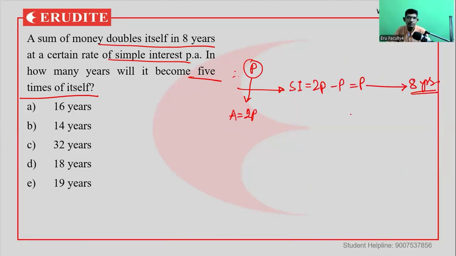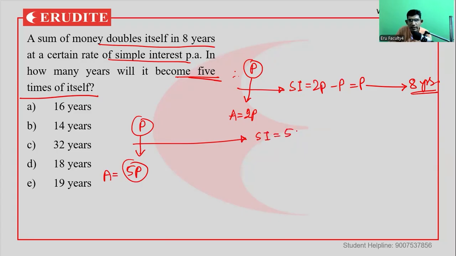Now the question is in how many years it will become 5 times. That means from P, the amount has to become 5P. In this case, how much should be my interest? Again, amount minus principal, which is 4P. So we get P interest in 8 years. So 4P interest in how many years? As you know, in simple interest, interest increases by the unitary method. So P interest in 8 years, 4P interest will be simply 8 into 4 or 32 years. That's all.